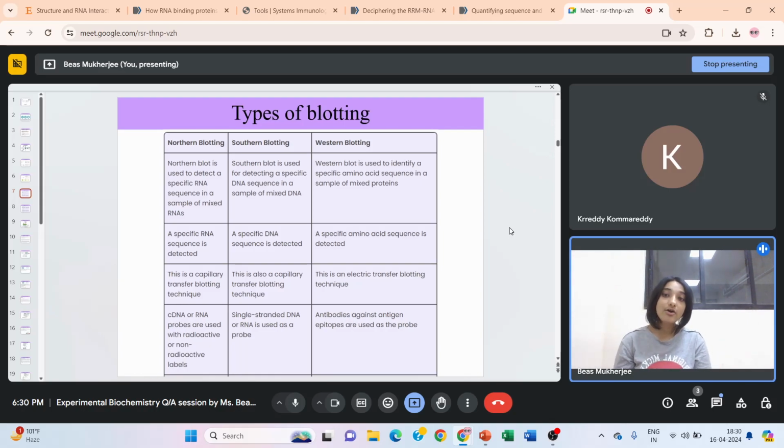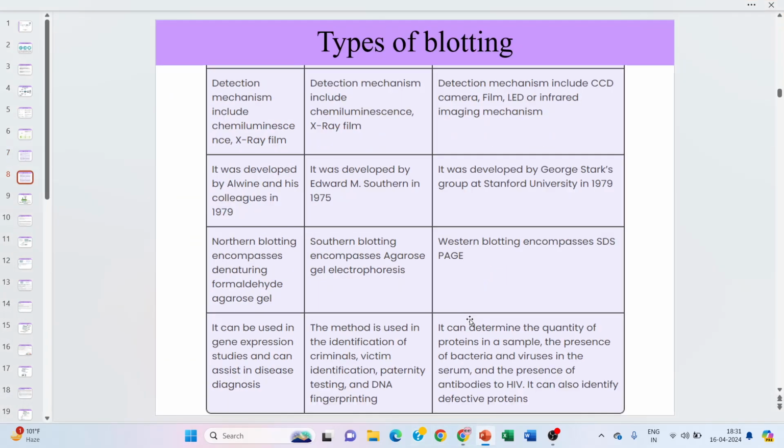Then cDNA or RNA probes are used with radioactive or non-radioactive labels in case of RNA blotting. For DNA blotting, you have single-stranded DNA or RNA as a probe, which is again labeled. But for proteins, you have antibodies against a specific antigen. Epitopes are used as probe. Fine. What are the other differences? Let's go through.